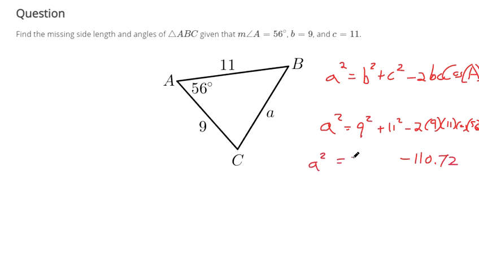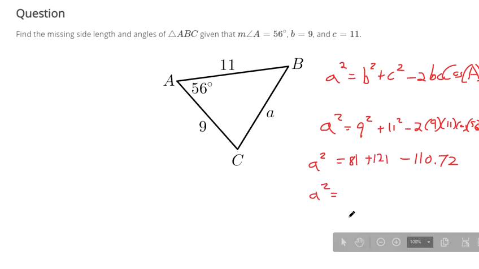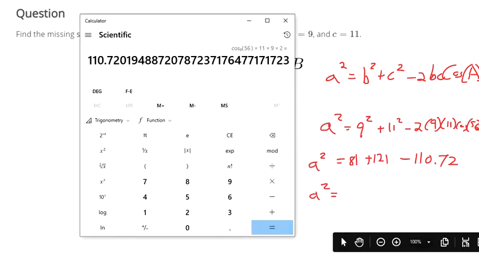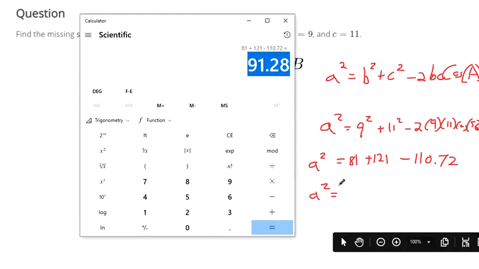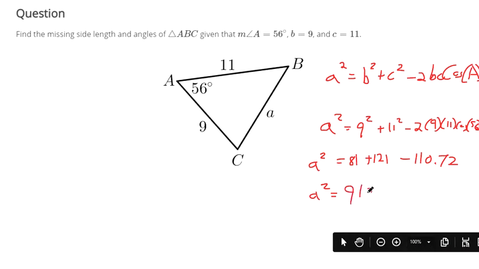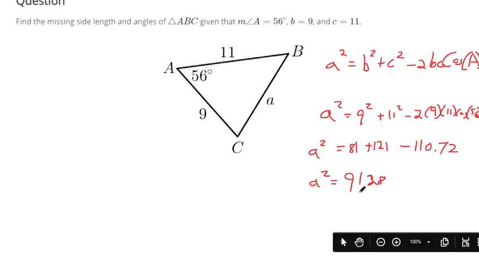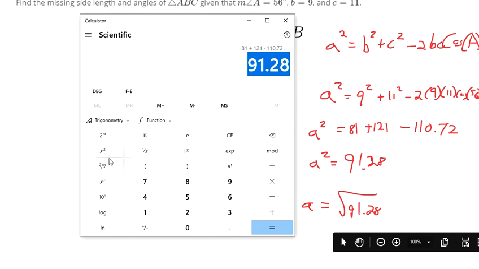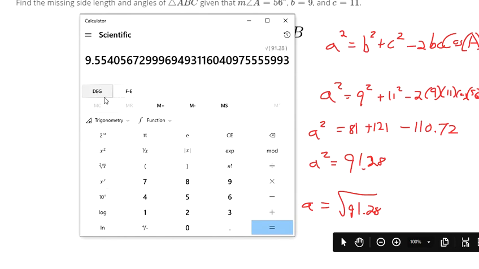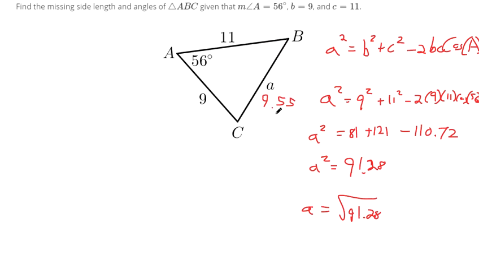And 9 squared is 81. 11 squared is 121. So we get 81 plus 121 subtracted by 110.72. That's 91.28 before we use the square root. And now to get a by itself, we just use the square root of both sides. So our answer for side length a is 9.55.